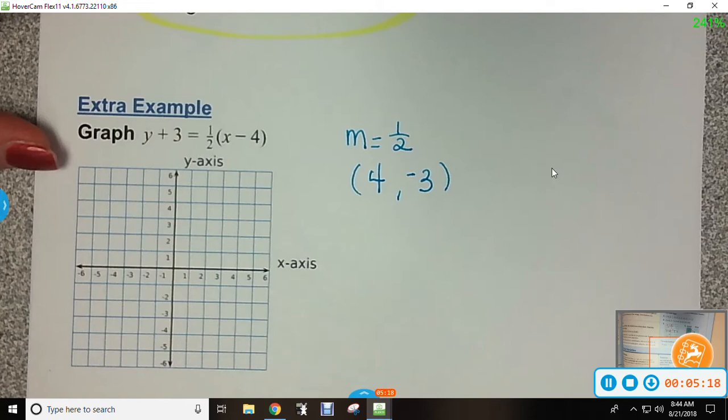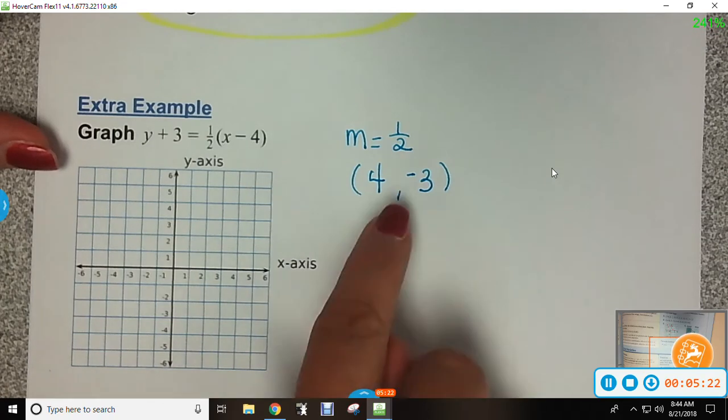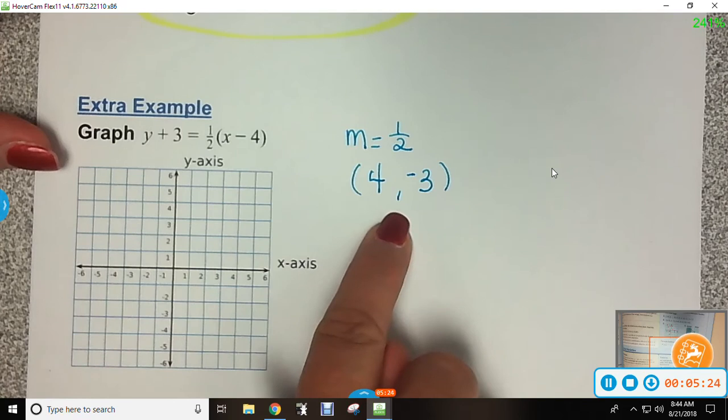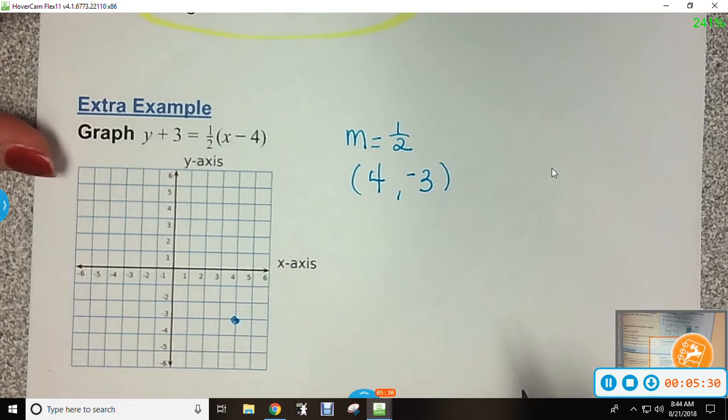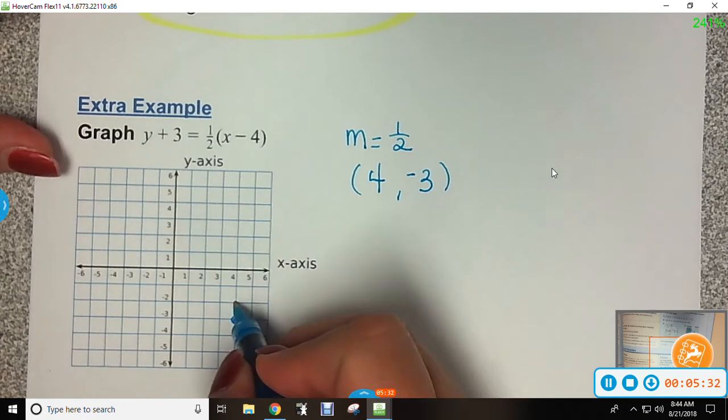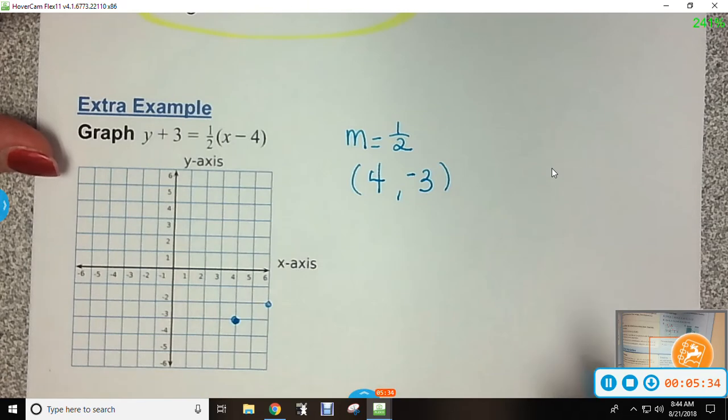So to graph it, I don't know what the y-intercept is, but it doesn't matter. I know a point that's on the line. So let's plot that. 4, negative 3 is here. From there, I'm going to go up 1 and right 2. Now, I always like to have more than 2 points, just because the more points you have, the more accurate your graph is.